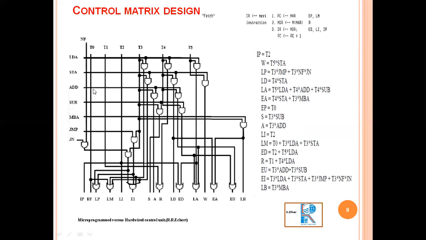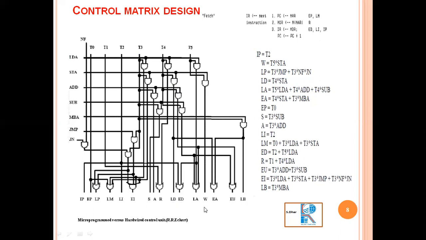Suppose IP is equal to T2. That means IP is high when T2 is high. So IP is directly connected with T2. See here EP. EP is T0. That means when T0 is 1, it is directly connected to EP. Similarly, LP. LP means T3 and JMP. Now suppose LD. LD means T4 and STA. So LD is STA and T4; these together will generate LD.